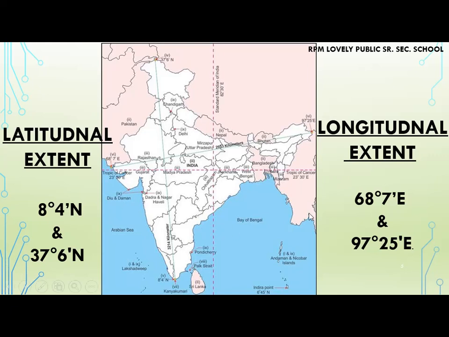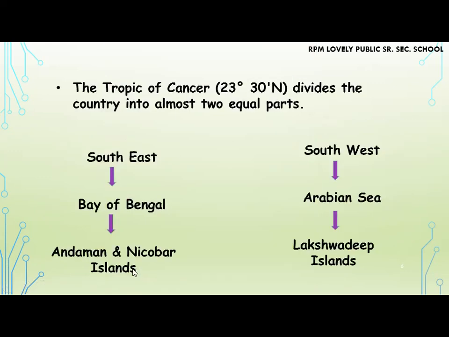In the southeast of our country, we have Bay of Bengal in which we have Andaman and Nicobar Islands. In the southwest of our country, we have Arabian Sea in which we have Lakshadweep Islands. Just go through this slide that in the southeast and southwest of our country, we have Bay of Bengal and Arabian Sea respectively, in which we have Andaman and Nicobar Islands and Lakshadweep Islands respectively.